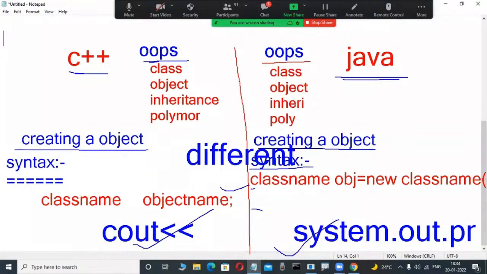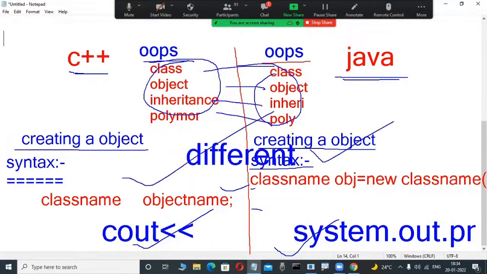But conceptually, some OOP concepts are the same. What is a class? What is an object? What is inheritance? What is polymorphism? Same. But syntactically totally different. Why? Because those are two different languages, two different products from totally different companies. That's why functions are different and syntax is also different.